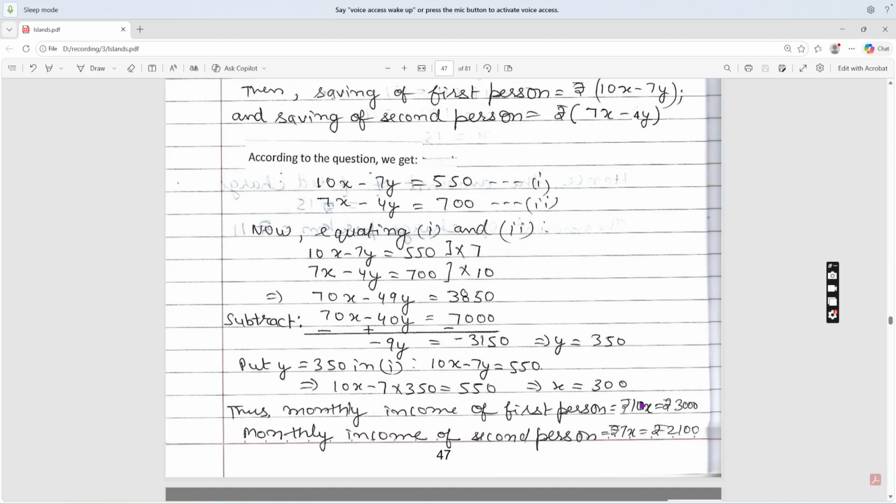Now we have to multiply it by 10, and we have to multiply it by 7, in order to get the monthly income of the first person and the monthly income of the second person respectively. So 10 into x, that is 10 into 300, is 3000. 7 into x, that is 7 into 300, is equal to 2100.